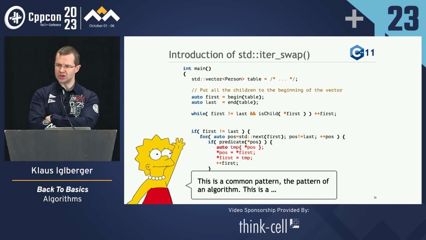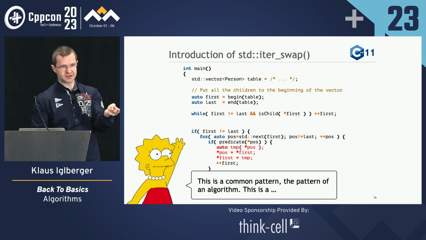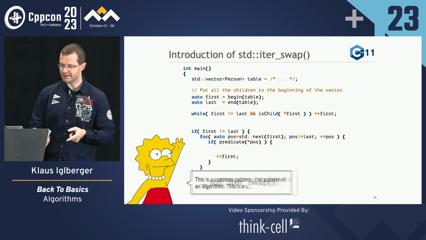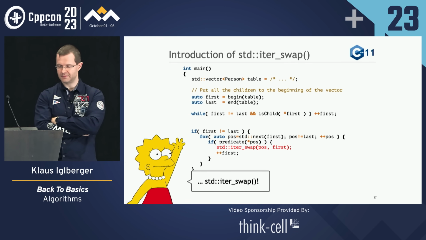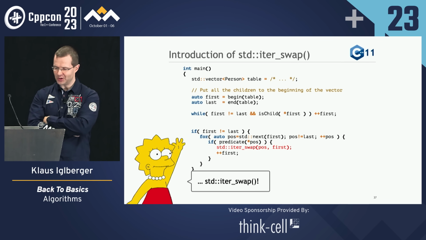This is essentially a swap. However, it's a special swap because we don't want to swap iterators. We want to swap the thing behind the iterators, the persons. So that's an iter_swap. That's an algorithm. Nice. So the code gets a little shorter.